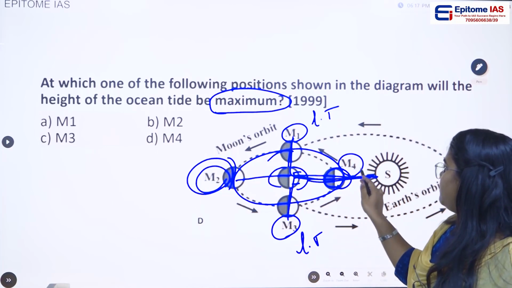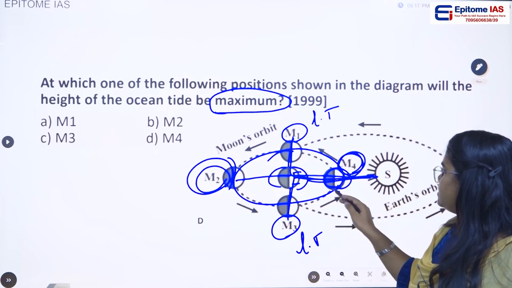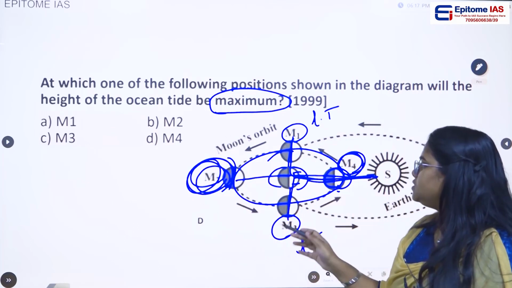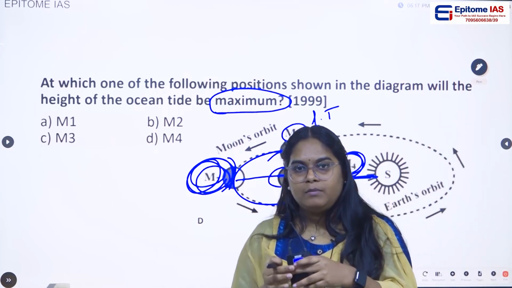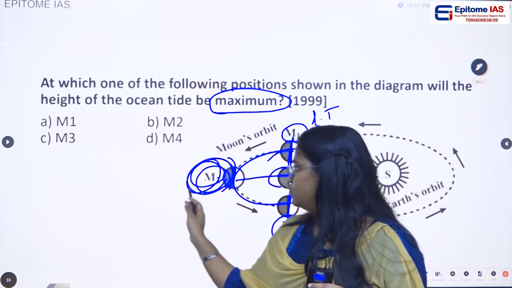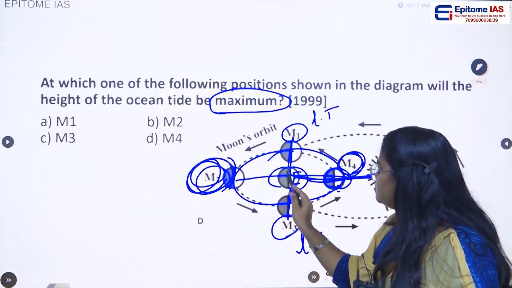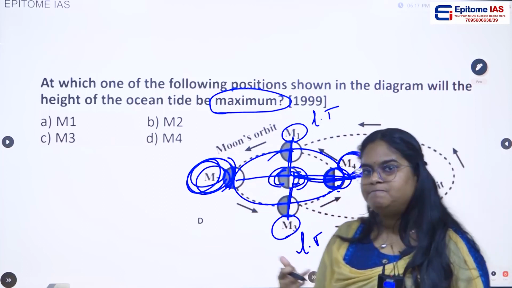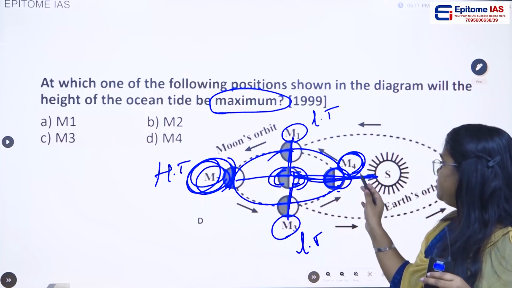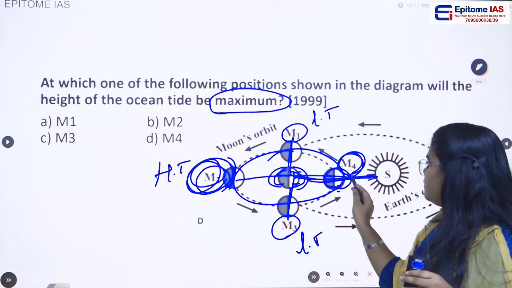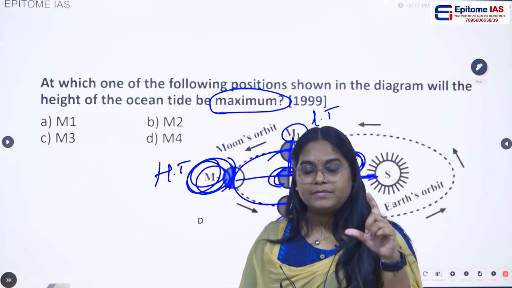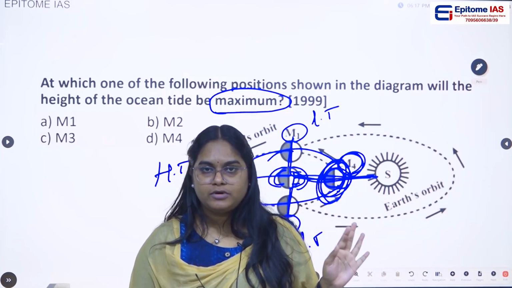Now let us consider the M2 position of the moon. On one side is the sun's pull, and on the other side the moon's pull is there. So what will happen? This moon's pull is going to create some of the ocean tide, so this is going to be a high tide. And when you see the M4 position, when the moon is in this position, what is going to happen? This time it is going to have high tide, no doubt about it.